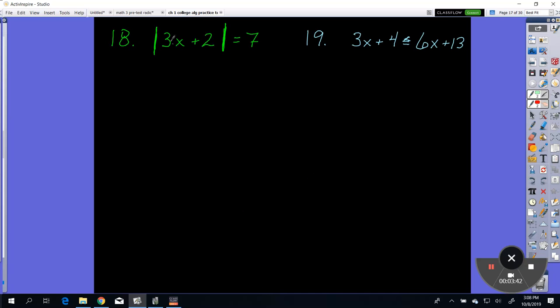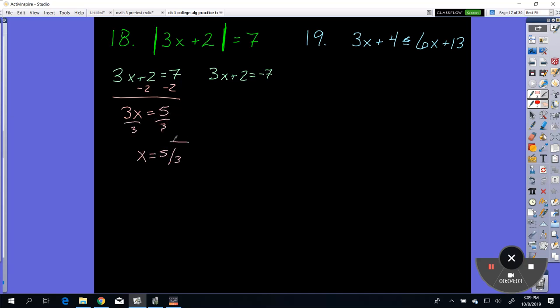On number 18, it has an absolute value. So that means I need 2 problems, a positive case and a negative case. So now I've got my positive case, my negative case. I just go ahead and solve it. So 3x equals 5. Divide it by 3, and x equals 5/3. Now I do the negative case. I minus the 2. 3x equals negative 9. Divide it by 3. X equals negative 3.